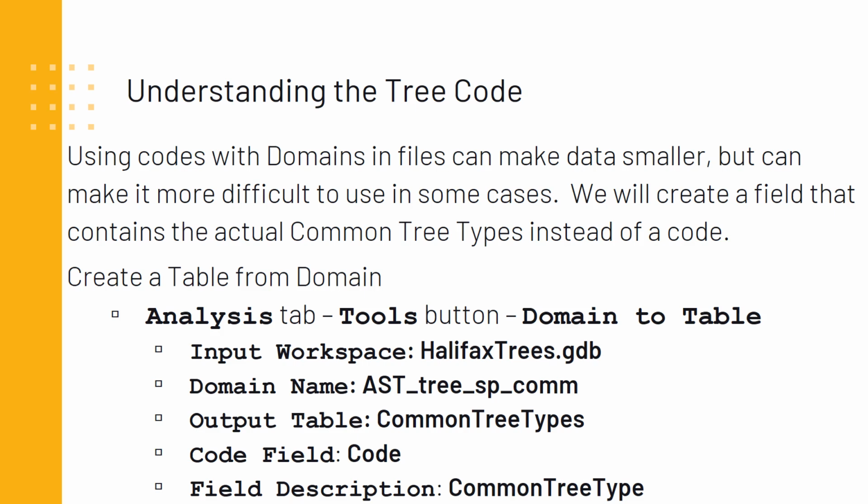Go to the Analysis tab, Tools button, and look for the Domain to Table tool. When the tool opens, for the input workspace, use halifaxtrees.gdb. For the domain name, use the selector and choose AST_tree_sp_com. Okay, so that's the domain that's currently being used. For the output table, we're going to create something called common tree types. The code field, we're going to put code in there. And for the field description, you're going to enter common tree type with no spaces.